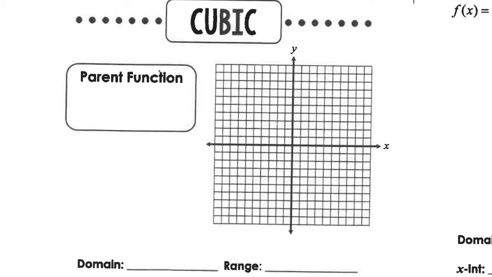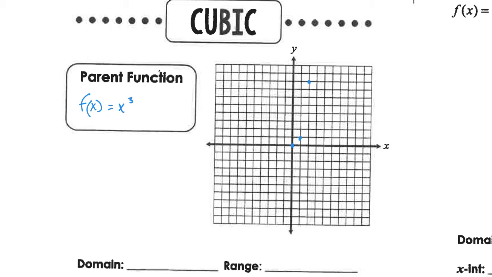Then we have cubic. So f of x equals x cubed is the cubic function. So if I think about 0, 0 cubed is 0. 0 times 0 times 0. 1 cubed, 1 times 1 times 1 is 1. 2 cubed, 2 times 2 times 2 is going to be 8. 3 cubed would be all the way up at 27, so we're running out of room.